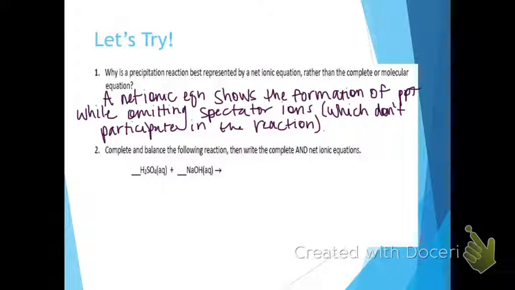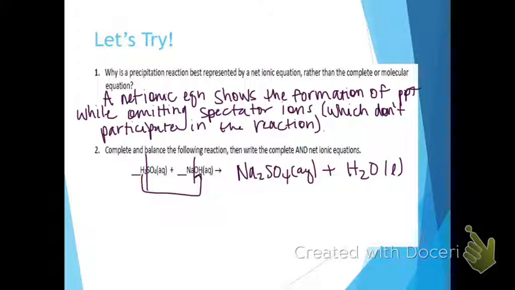When looking at number 2, we wanted to complete and balance the following reaction and then write the complete and net ionic equations. 2 products will be sodium sulfate and water. So when we split those up, H went with OH to form water, sodium went with sulfate to form Na2SO4. Don't forget to be crisscrossing for those new products. Group 1 metals are always aqueous and water is a pure liquid.